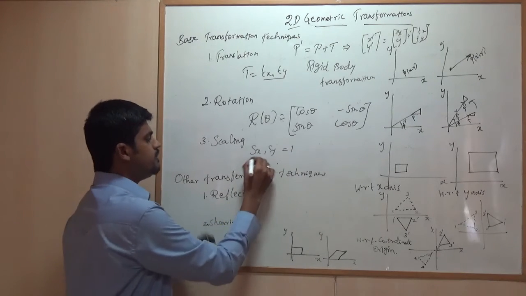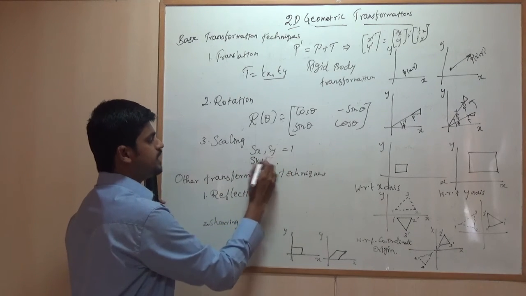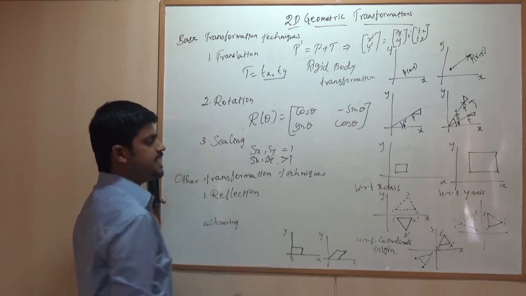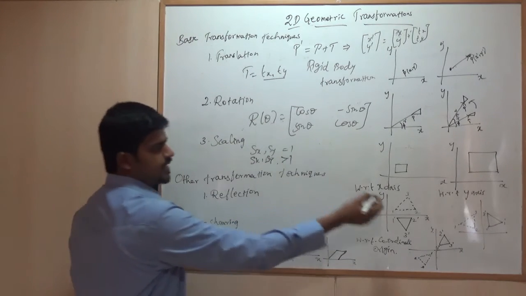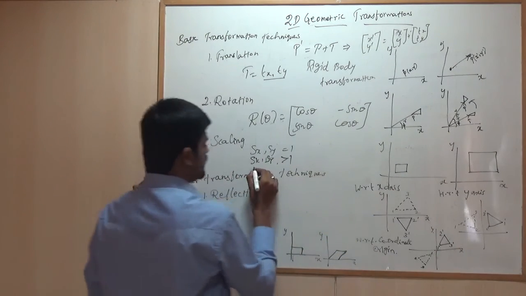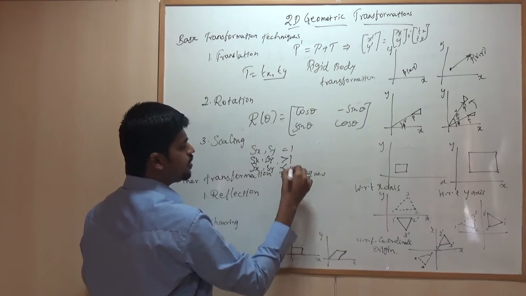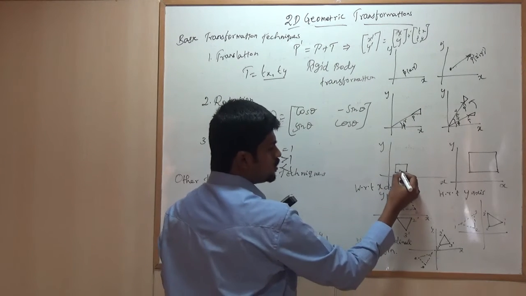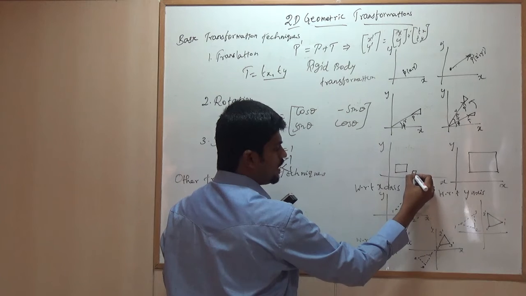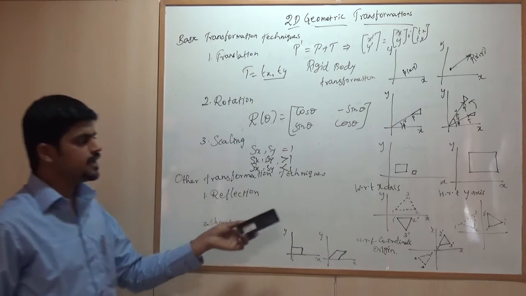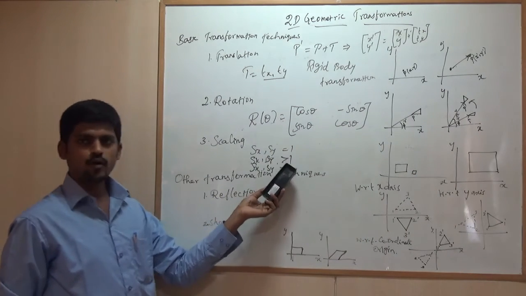When you give Sx and Sy values greater than 1, in such a case the object size gets enlarged like this. When you give Sx and Sy values both lesser than 1, in such a case the object becomes much smaller than the original. So this is about scaling.